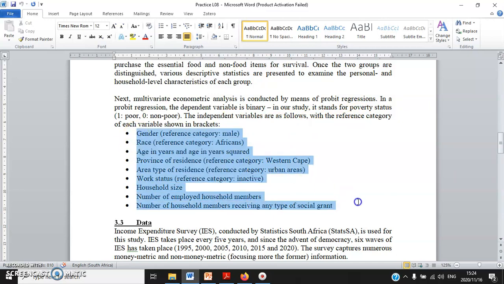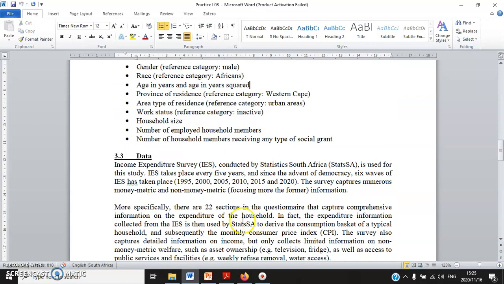Then you can see I use bullets. For these categorical variables, then I put the reference category in brackets. For instance, gender, bracket, reference category male. The other one, race, reference category Africans. But then for other variables like age, household size, number of employed members, number of household members receiving social grant, these are not categorical variables. They are continuous quantitative variables, so there is no reference category.